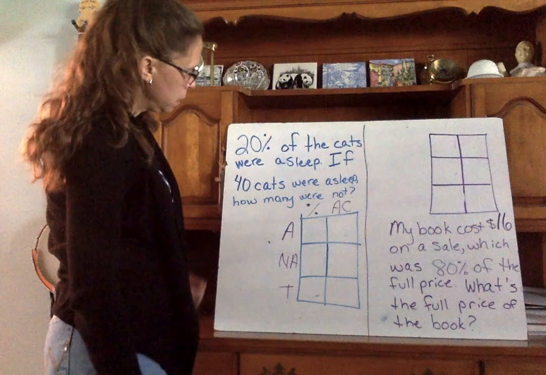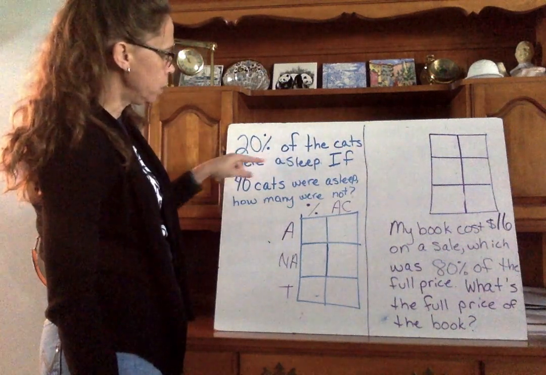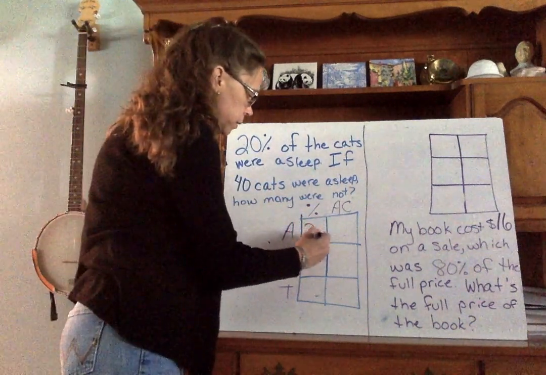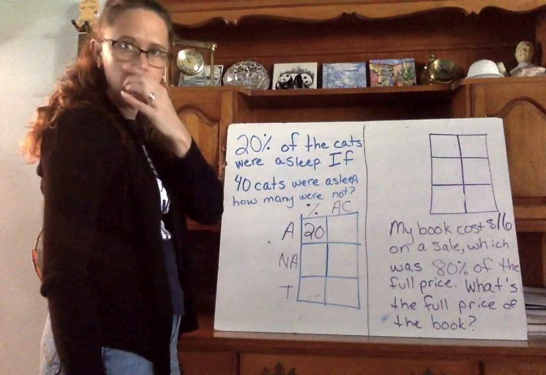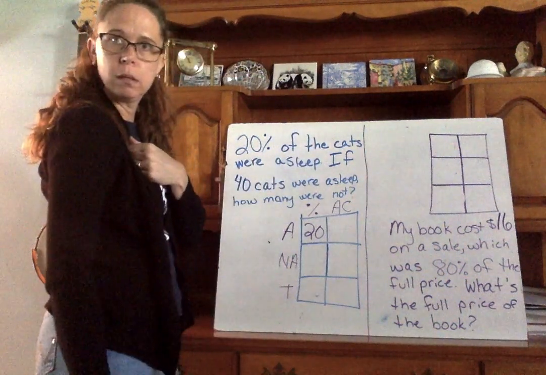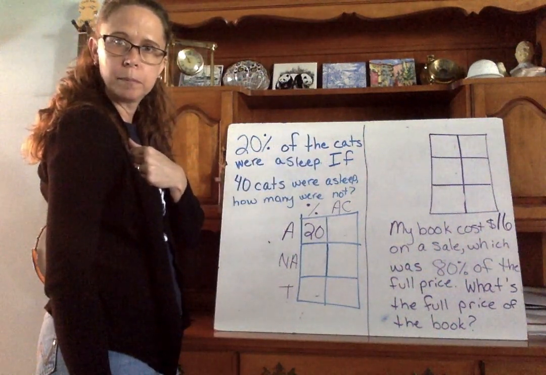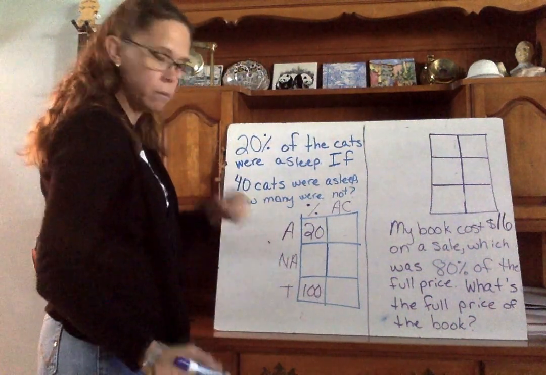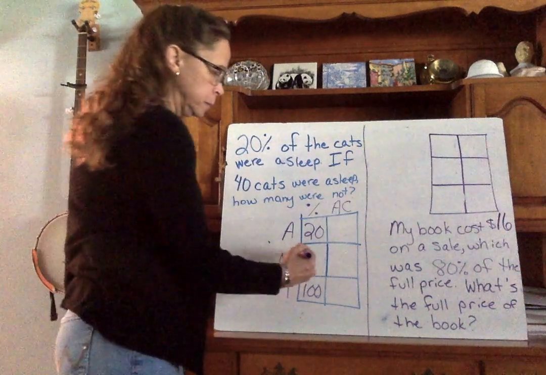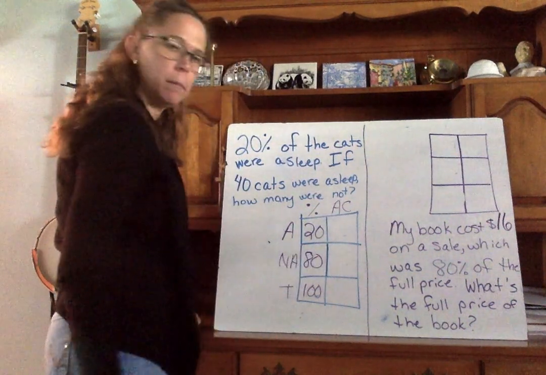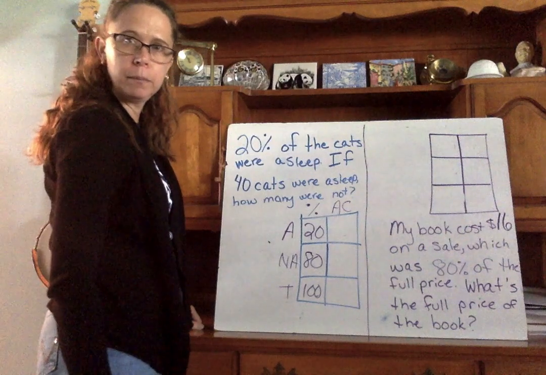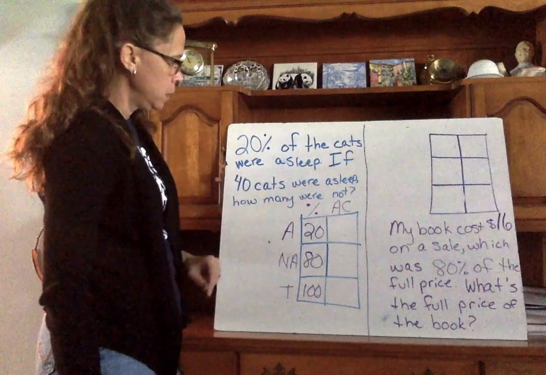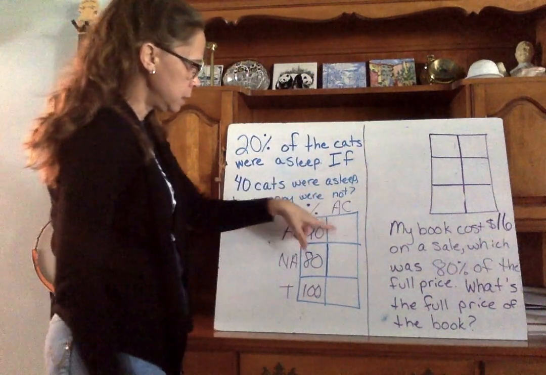Okay? So it says 20% of the cats were asleep. So here's my asleep category. Here's my percent. So 20% were asleep. Now go ahead and fill in the rest of your percent column. Hint, we know the total is 100 because 20% means 20 out of 100. Hopefully you figured out that the not asleep number for the percent would be 80. If 40 cats were asleep, so the actual count of the asleep cats is 40.